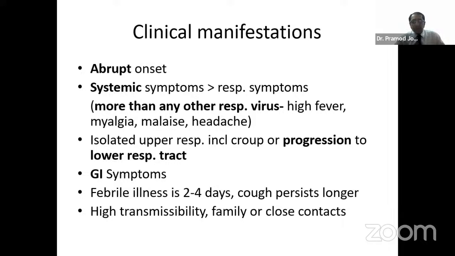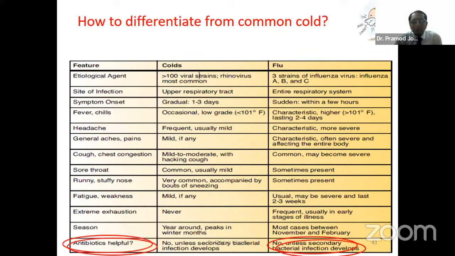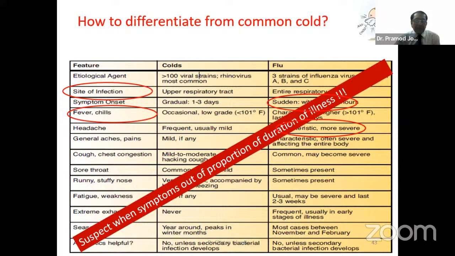Okay, and the febrile illness is usually 2 to 4 days, but the cough persists longer and it has a high transmissibility. So by the time the first one recovers, the second one is also sick. Then the third one, like that, the family or the close contacts get involved. And remember that when symptoms are out of proportion to the duration of illness, then you must always suspect influenza.